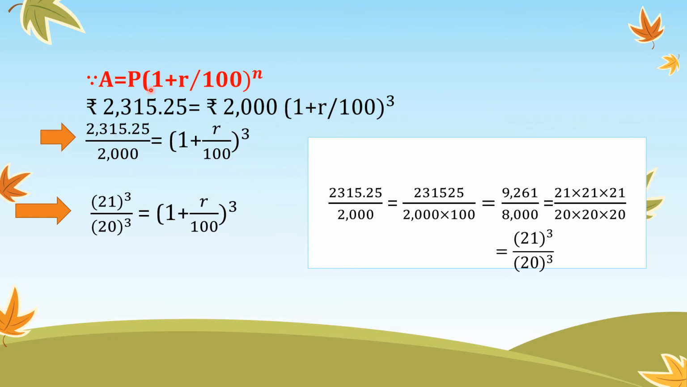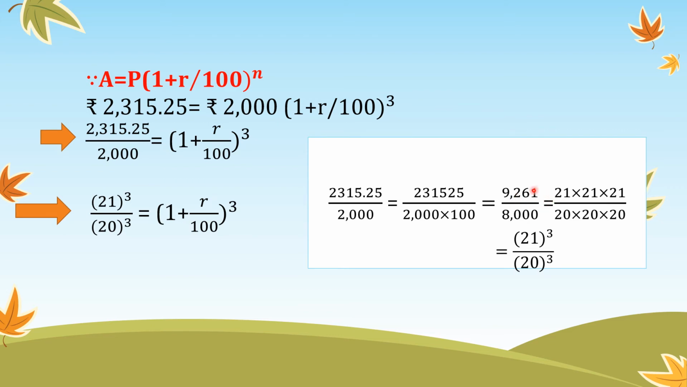So 2315.25 divided by P, that is divided by 2000, is equal to (1 plus R by 100) all raised to 3. After removing the decimal point, we will multiply by 100 in the numerator and denominator. Then we'll get 9,261 divided by 8,000.